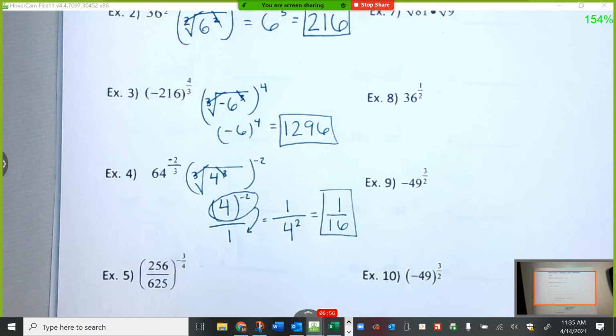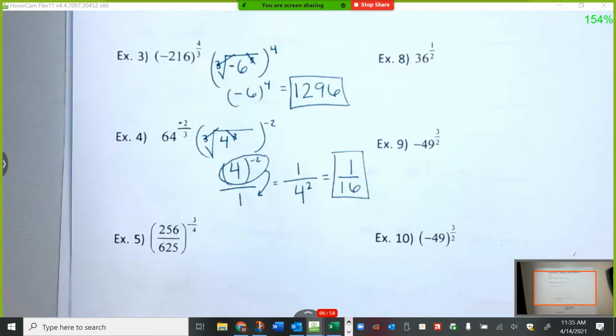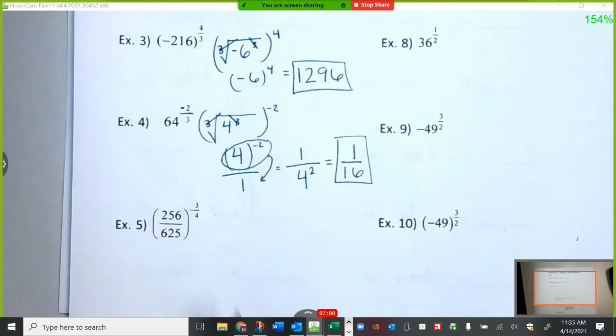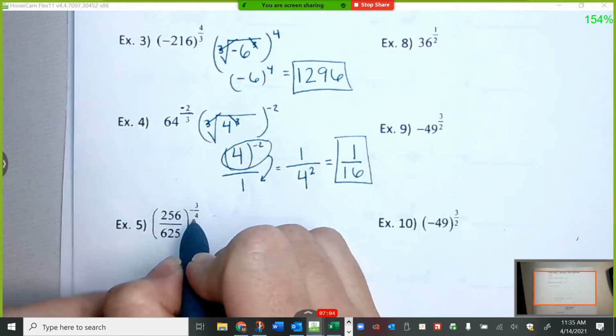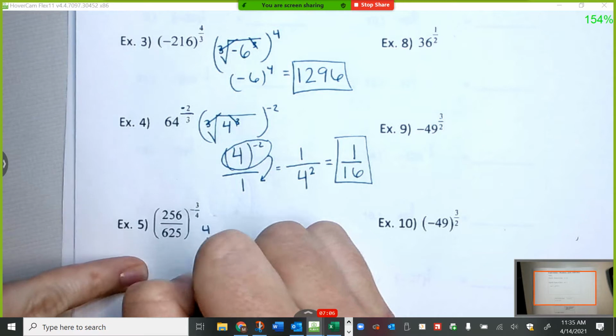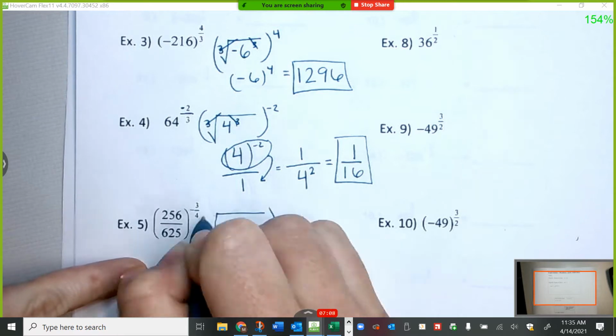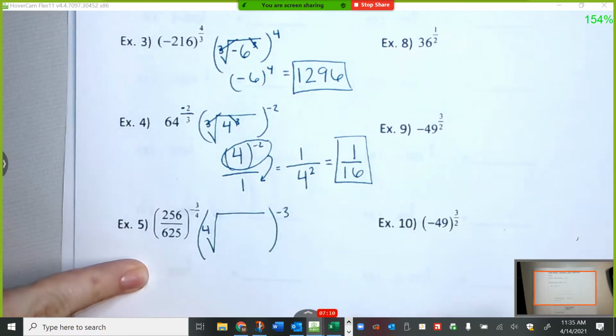Okay, so let's look at number 5. Here nothing changes. The whole thing is in the negative 3/4 parentheses. So we're going to write it. This is a 4th root, and it's going to be to the negative 3 degree. Now, we need to find what to the 4th power equals 256.